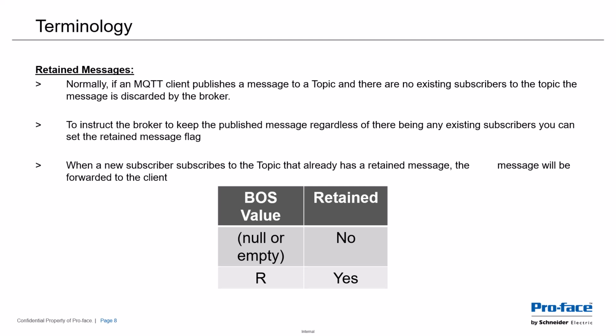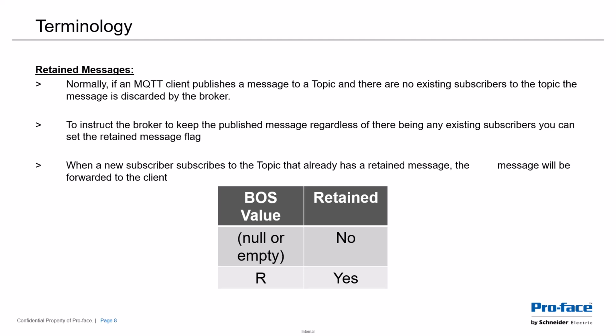Okay. And basically, what that's talking about is, normally, if an MQTT client publishes a message to a topic and nobody is subscribed to it, then the broker will just get rid of it. So in other words, the broker will see something coming in on a topic that's published, and it'll see, oh, well, nobody's subscribed to that, so it doesn't really matter, and it will throw it away.